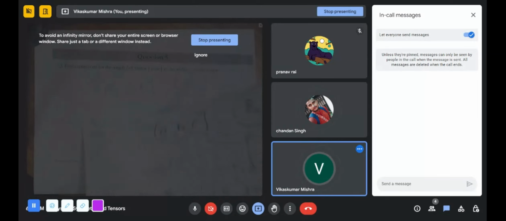Pardon, let me fix my camera. Yeah, I think now it's fixed.